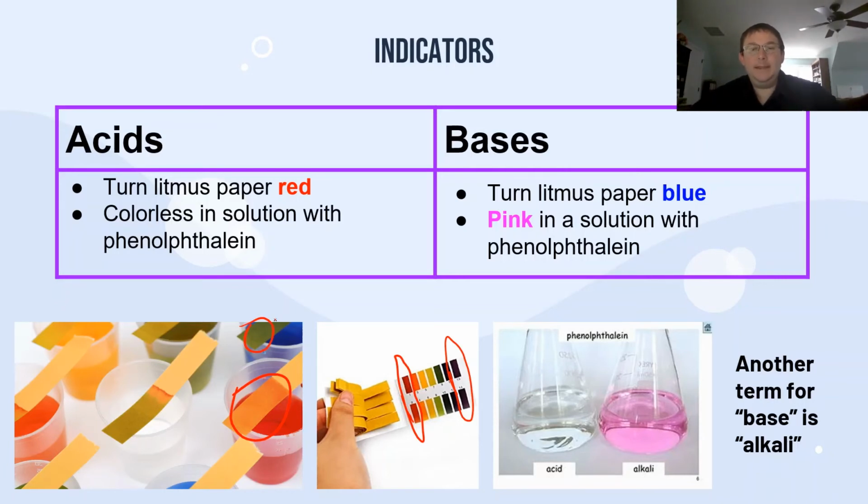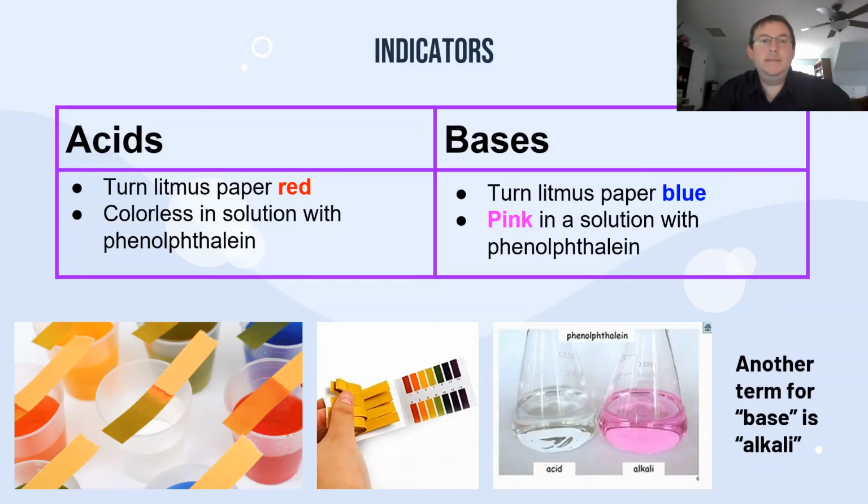Now, phenolphthalein turns acids clear and turns bases pink. Another term for bases is alkali. We're not going to get into the specifics on why alkali is also a term, but just know that it is a term that you could also see. You'll learn about it later.